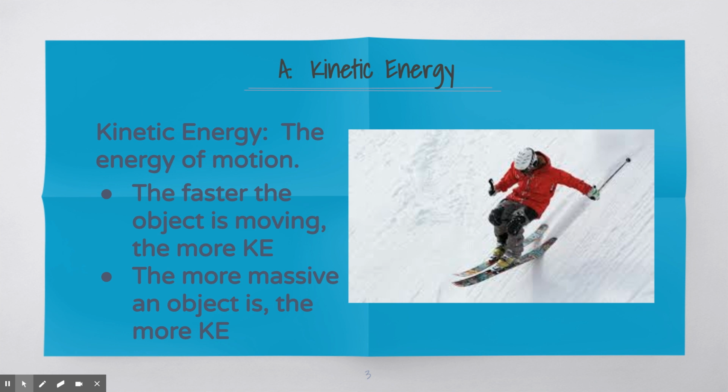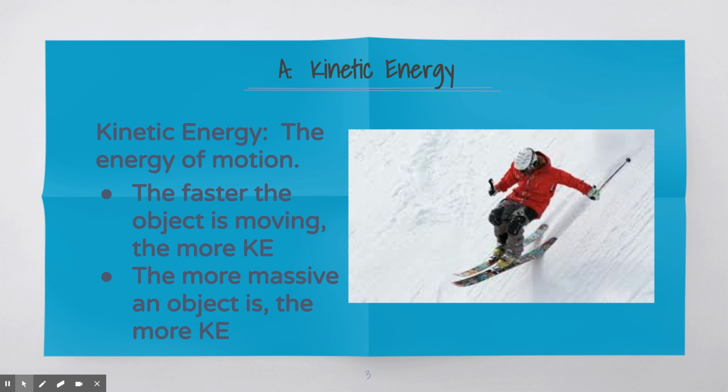First, we have kinetic energy, and kinetic energy is the energy of motion. So it's the energy that an object has because it's moving. The skier going down the hill has kinetic energy because the skier is moving. Once the skier stops moving, he or she no longer has kinetic energy.